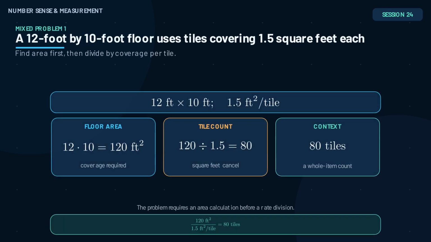A 12-foot by 10-foot floor uses tiles that each cover 1.5 square feet. First, find floor area. 12 times 10 equals 120 square feet. Then divide by 1.5 square feet per tile. The units cancel to tiles, and the result is 80 tiles.